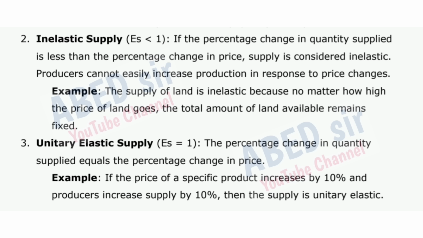Example, the supply of land is inelastic because no matter how high the price of land goes, the total amount of land available remains fixed. 3. Unitary elastic supply is equal to 1. The percentage change in quantity supplied equals the percentage change in price. Example, if the price of a specific product increases by 10% and producers increase supply by 10%, then the supply is unitary elastic.